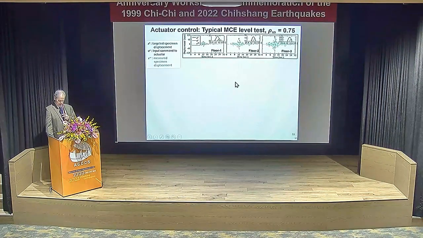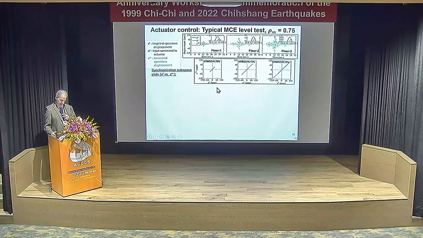Real quick on the adaptive compensation, the targeted, the compensated, the measured, the target, and the command match very well. The best way to assess this is to look at synchronization subspace plots, in which you look at the measured versus the target. The measured should be everything that's included, so that the structure gets to where it's supposed to be. You measure that to assess the delay. And here the RMS error is very good. It's less than 1%.